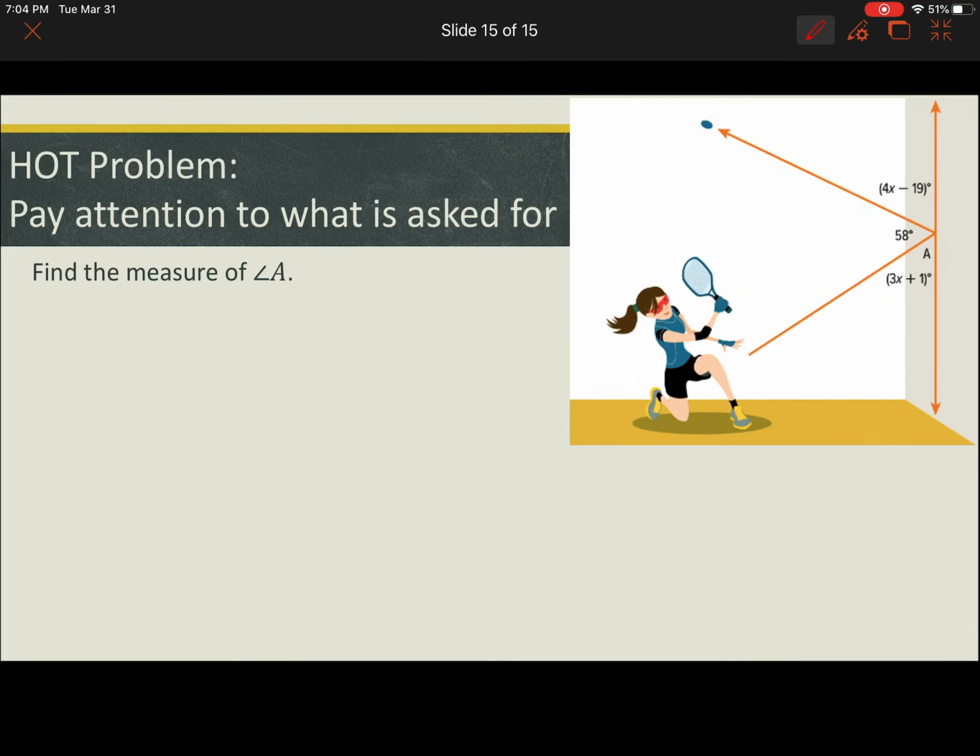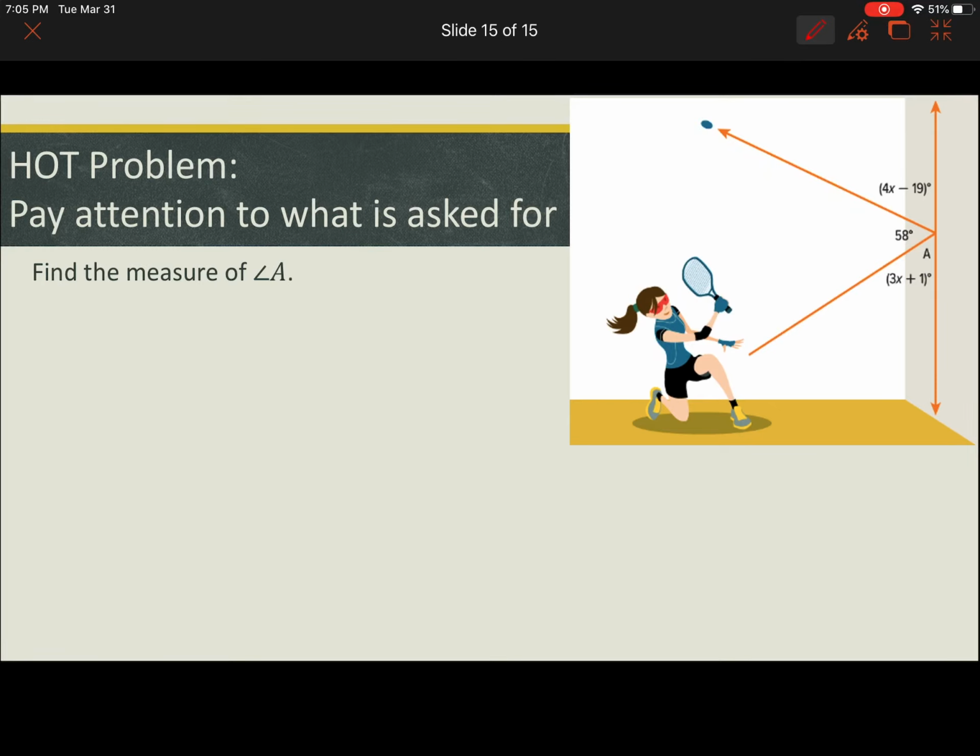Now the last one. This one's definitely tricky. This is considered a higher order thinking or HOT problem. These are the type you really have to pay attention to what's being asked for. So in this diagram, we have someone playing racquetball, and the racquetball has a deflection with the angles shown. The question is to find the measure of A.